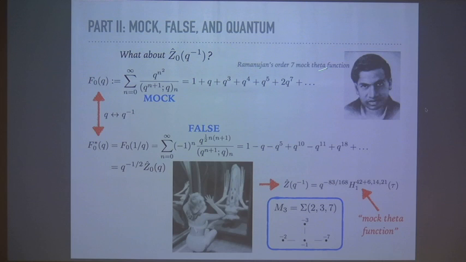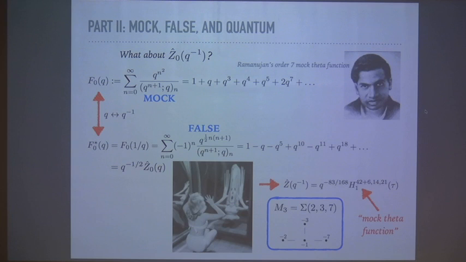So for the particular case of this 3-manifold here, sigma of 2, 3, 7, one can literally just continue the z hat from q to q inverse and get a mock theta function. So the idea is that when tau goes from the upper half plane to the lower half plane, there are two different functions with two different q series expansions. They both converge, but they have very different modular properties, sort of like when you look in a mirror and you get a very distorted image.